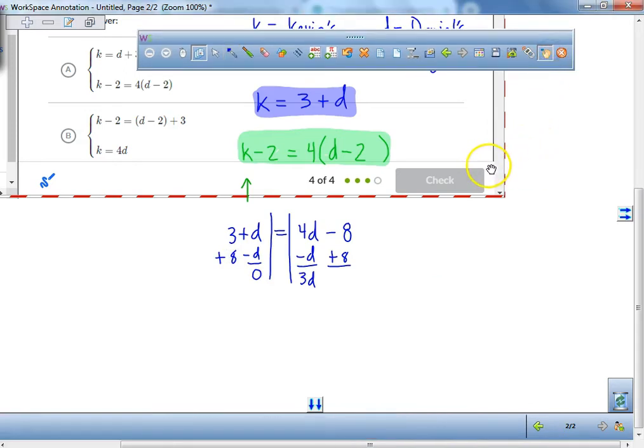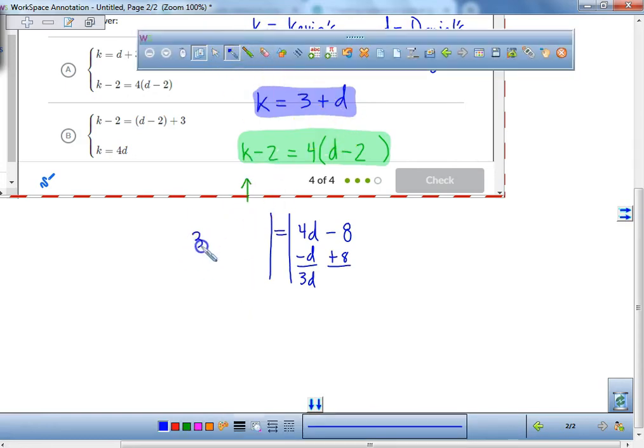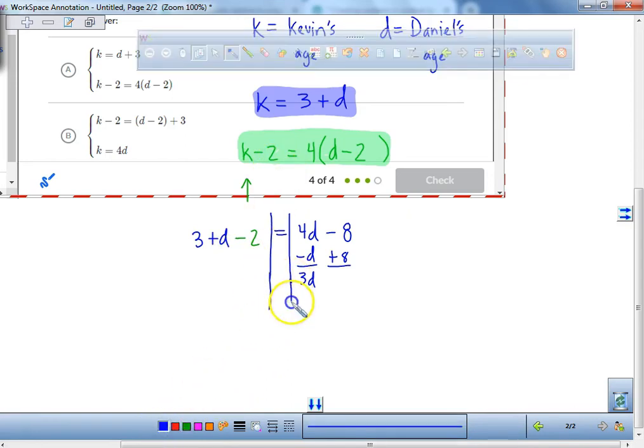Wait a second. Hold on. I forgot something. Hold on. I realized I just forgot something. 3 plus D. What did I forget? I forgot to do what? Minus a 2. Oh, it's okay to make a mistake as long as you catch yourself.